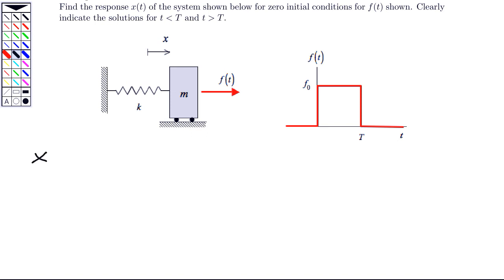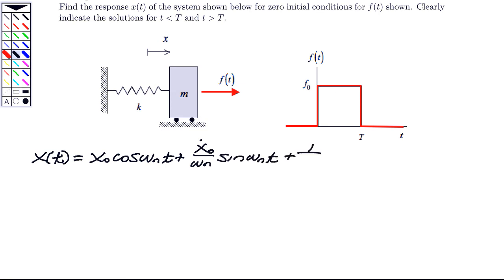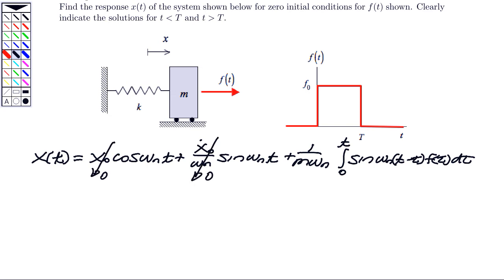So by using the convolution integral approach, what we have here is x naught times cosine omega n t plus the initial x dot naught divided by omega n sine omega n t plus the convolution part, which is 1 over m omega n, integral from 0 to t of sine omega n (t minus tau) times the forcing f of tau d tau. Again, for 0 initial conditions, we lose these terms outside of the integral. And we're going to break this up into two parts.